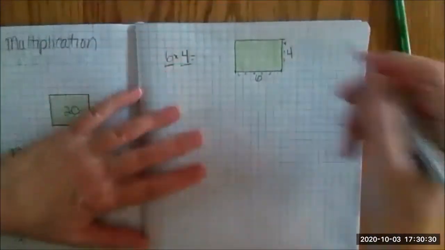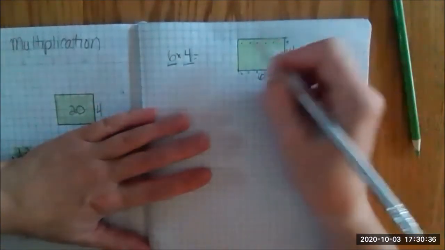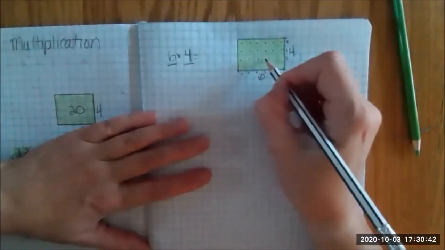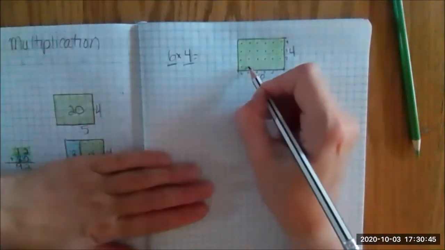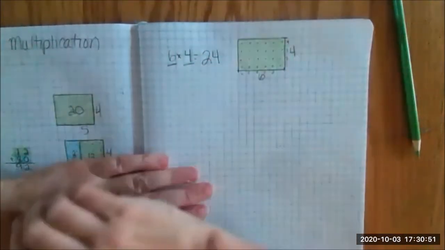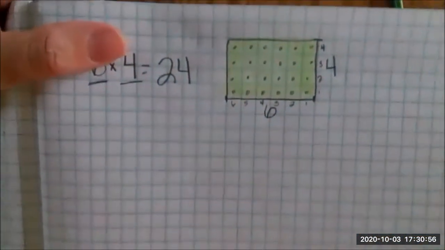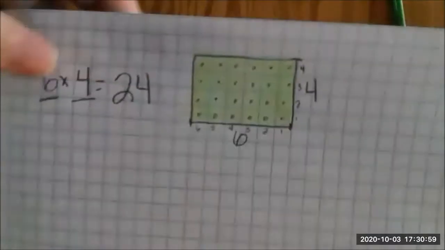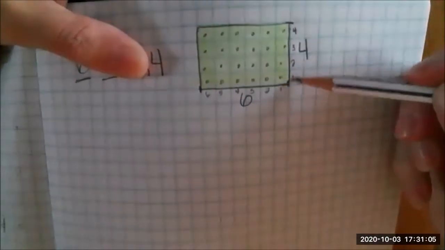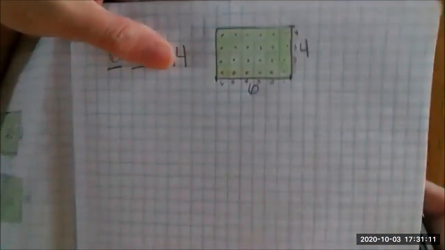Now let's count up how many units we have. 1, 2, 3, 4, 5, 6, 7, 8, 9, 10, 11, 12, 13, 14, 15, 16, 17, 18, 19, 20, 21, 22, 23, 24. There are 24 units in this box. I'm going to hold it closer so you can see. Do you see how I counted each of the little squares that were made? I went across 6 squares on the bottom and 4 squares on the side to get our 6 times 4, and then I counted how many squares were in between.